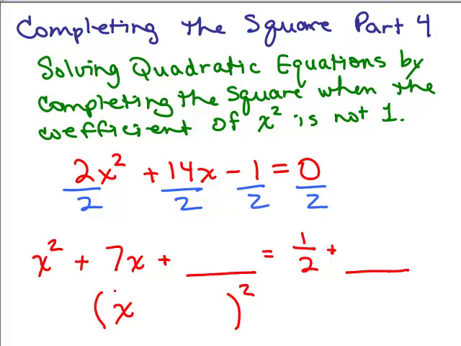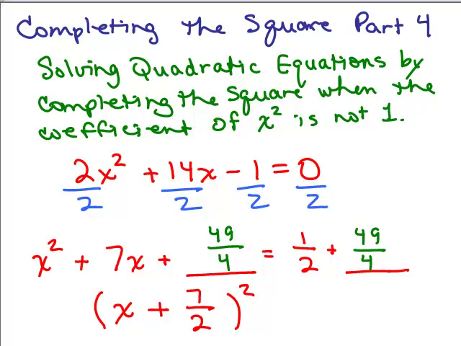So this will have to be an x, and this is a plus sign in front of the 7, and then we have to take half of that coefficient. So half of 7, remember, since it's an odd number, we'll just write that as 7 halves. So what gets added up here? Well, 7 halves squared. 7 halves times 7 halves is 49 fourths. And we add that on both sides of the equation.